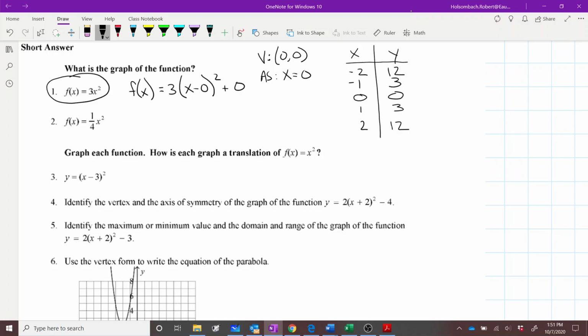If you were to graph this, going 0, 0. We're going 1, 3. And we're going 2 and way up to 12. And then we're going to reflect those. We're going to U-shape the bottom of this graph and connect the dots.